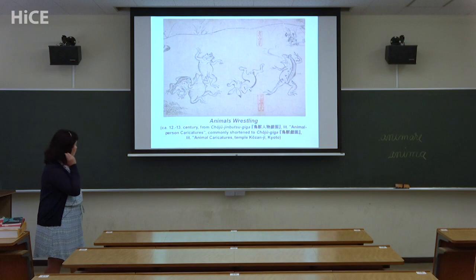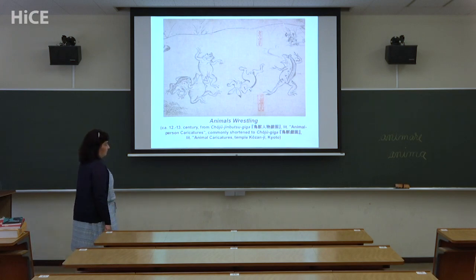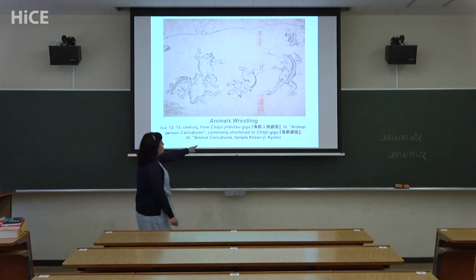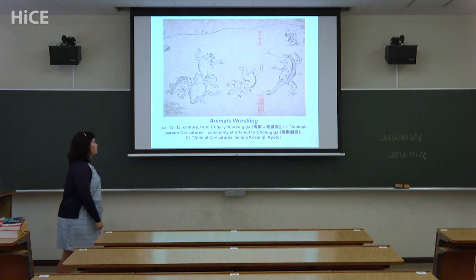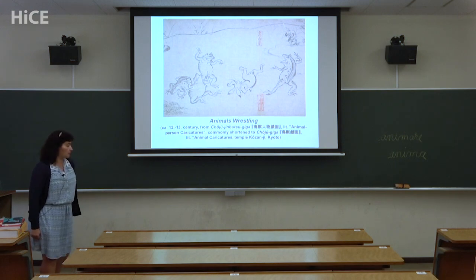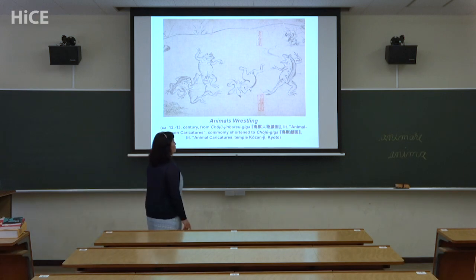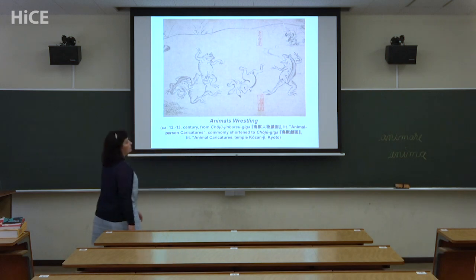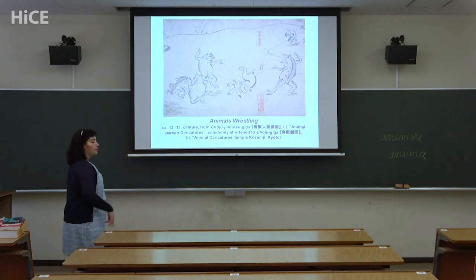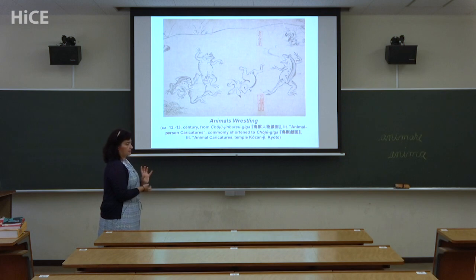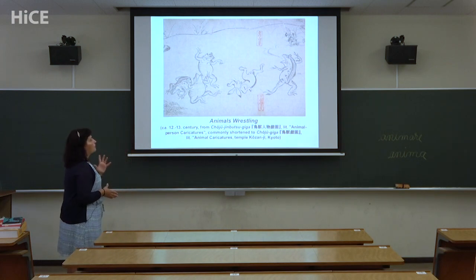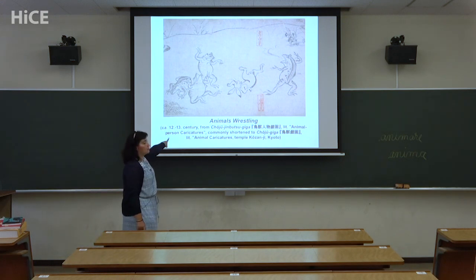So these are the famous Choju Jimbutsugiga, very famous caricatures. If you ever have the opportunity to go to Kozanji in Kyoto, it's not beautiful, but it's a very small temple high in the mountains in northern Kyoto. What's important here is the representation of animals, animals behaving and playing, if you want, as humans. This is very unusual, and this is from the 12th to 13th century.